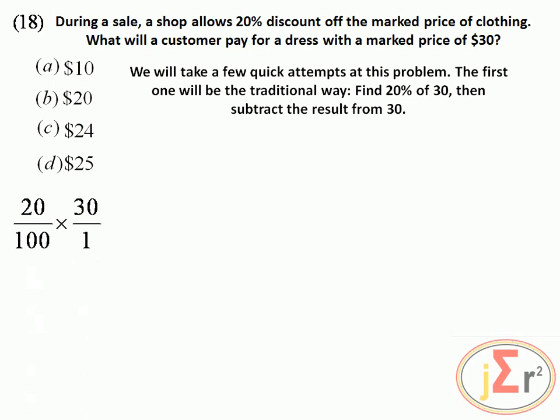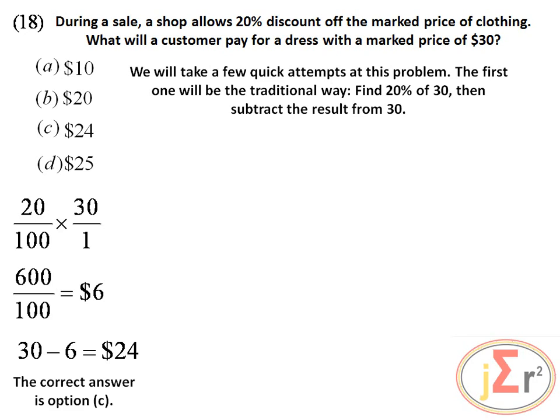So we have 20 over 100, that is 20%, and that is being multiplied by 30. See what that gives. 600 over 100, that is equal to $6. What do we do with that $6? We subtract that from the original price of $30. The result is $24. The correct answer is option C.